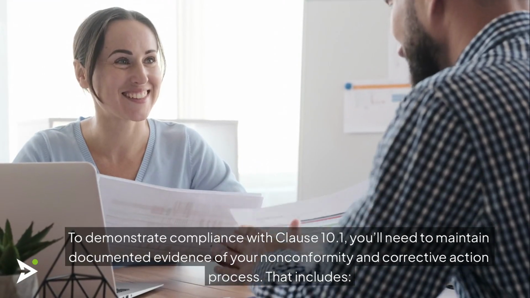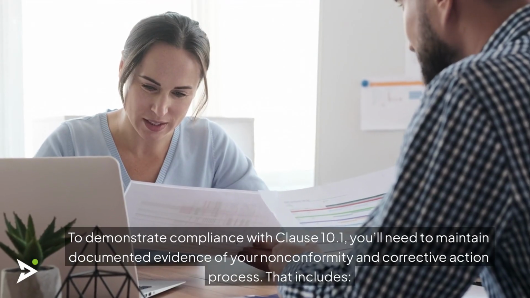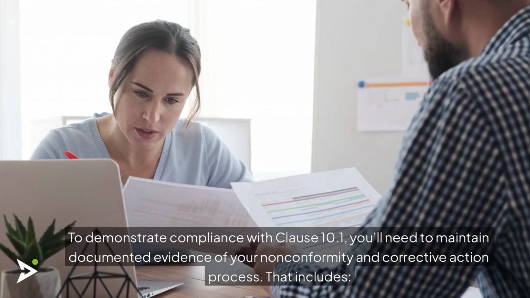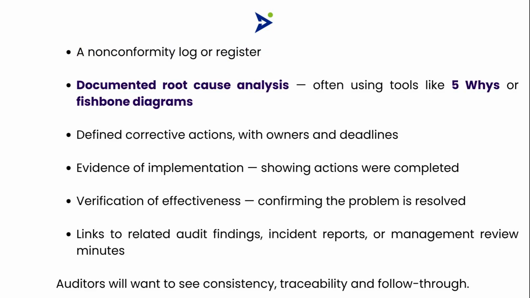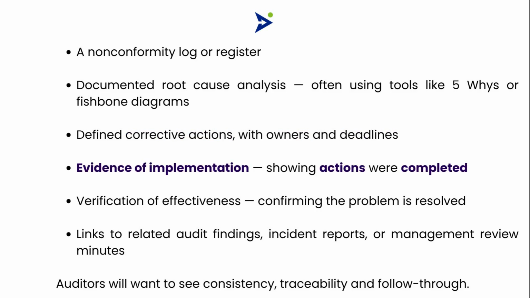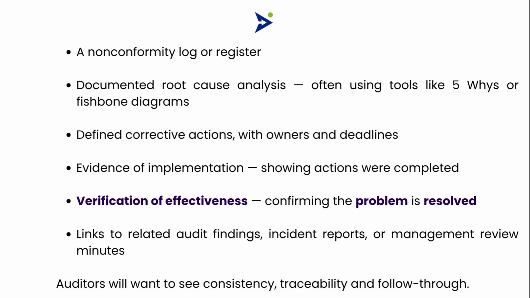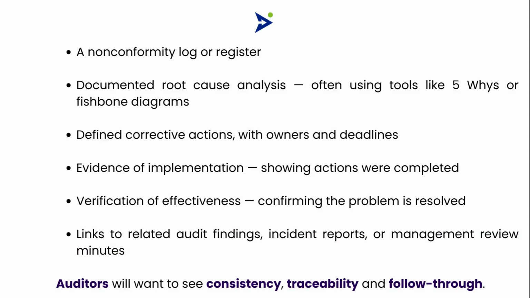To demonstrate compliance with Clause 10.1, you'll need to maintain documented evidence of your nonconformity and corrective action process. That includes a nonconformity log or register, documented root cause analysis, often using tools like 5 whys or fishbone diagrams, defined corrective actions with owners and deadlines, evidence of implementation showing actions were completed, verification of effectiveness confirming the problem is resolved, and links to related audit findings, incident reports, or management review minutes. Auditors will want to see consistency, traceability, and follow-through.